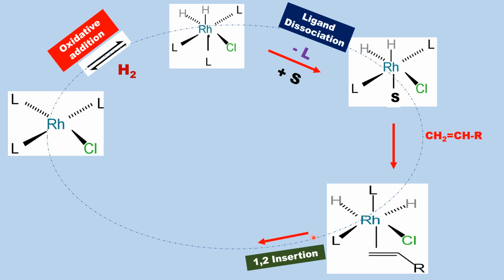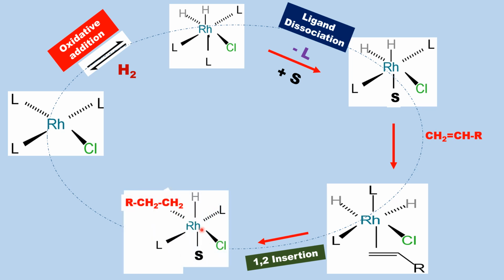This is the rate determining step, 1,2 insertion. What is a 1,2 insertion reaction? You see this is the pi complex. Now this carbon is bonded to this carbon, the other carbon is bonded to rhodium, see here, and hydrogen migrates to here. Hydrogen migrates, that is the 1,2 insertion reaction. And this reaction is the rate determining step.